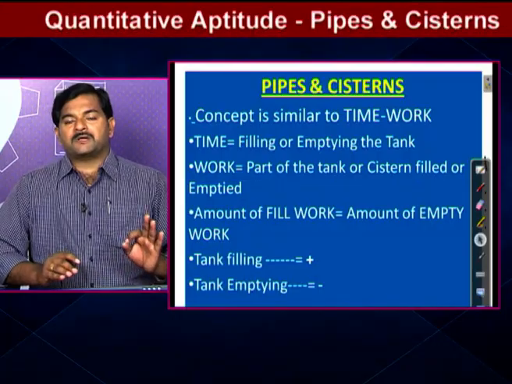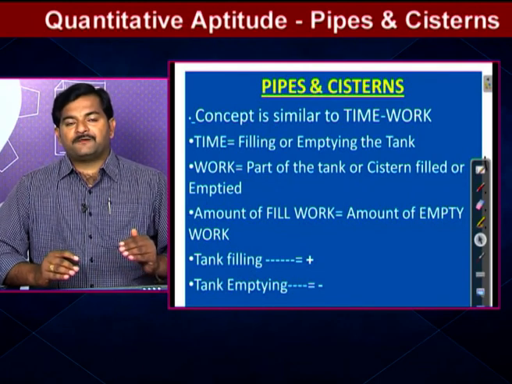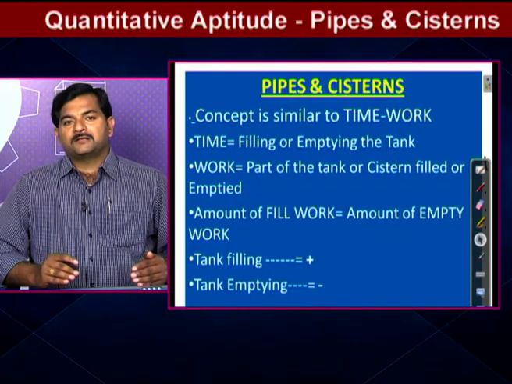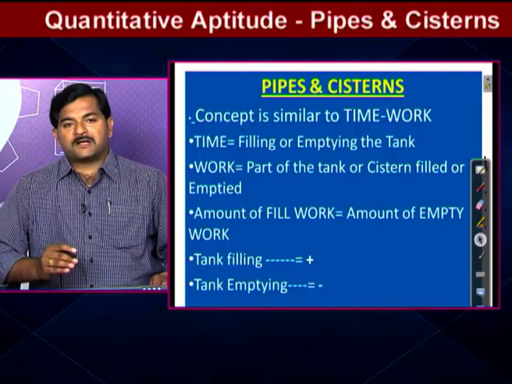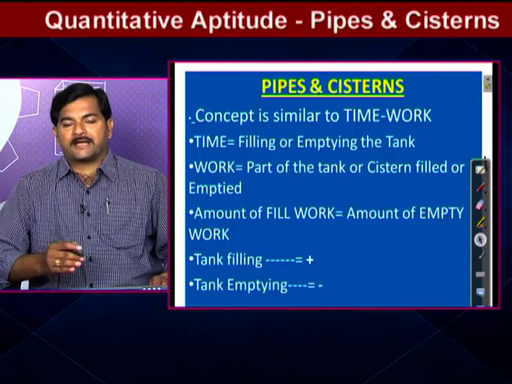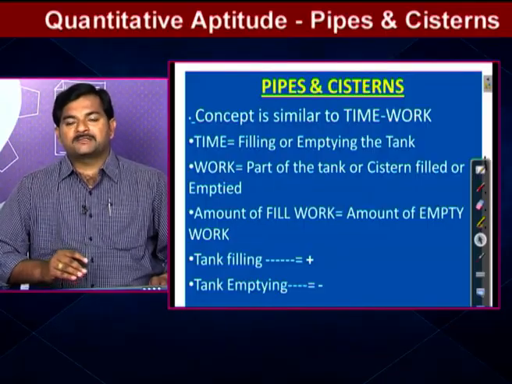And remember one more important concept in pipes and cisterns. For example, if one pipe is filling the tank, then usually we will consider it as addition, that is plus. If another pipe is emptying the tank, then usually we will consider it as subtraction, that is negative. Means filling we will take as plus and emptying we will take as minus. You have to remember this one small concept. Okay, so keep these concepts in mind, then we will start the questions from pipes and cisterns.